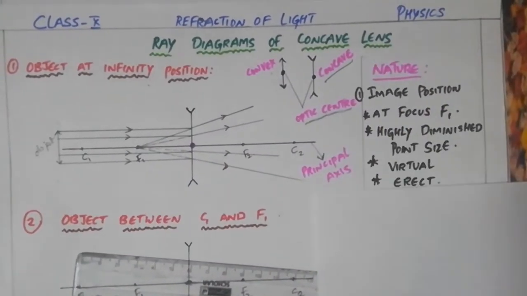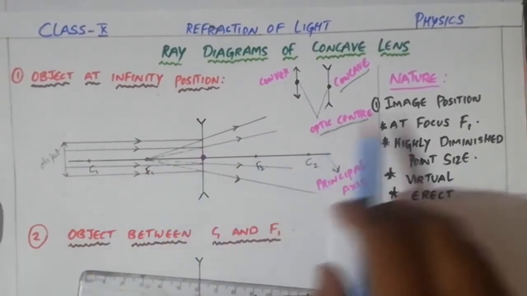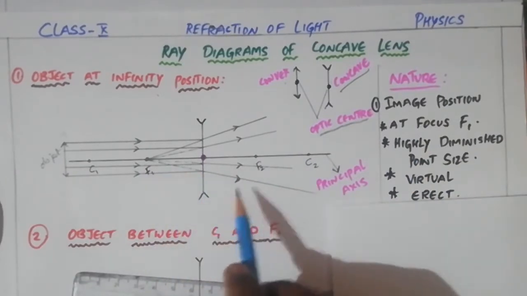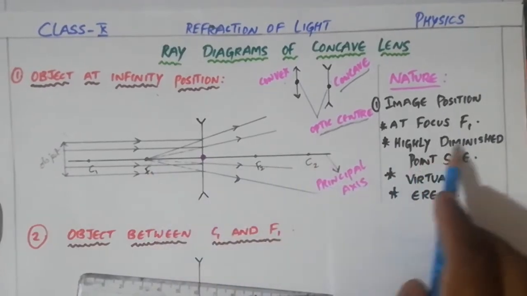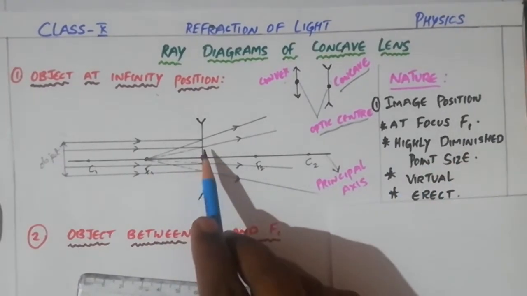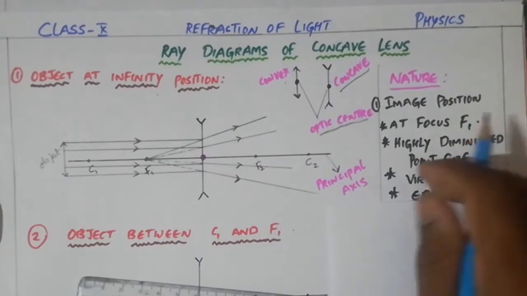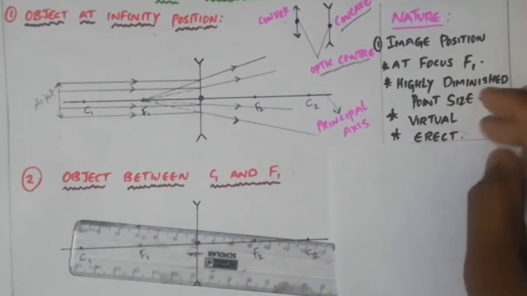This is the object and this is the image. The image is formed at F1, that is at the focus, and it is highly diminished, a point size image. It appears in front of the lens, so it is a virtual image, and we can say erect, though as it is a point size we may not conclude erect.